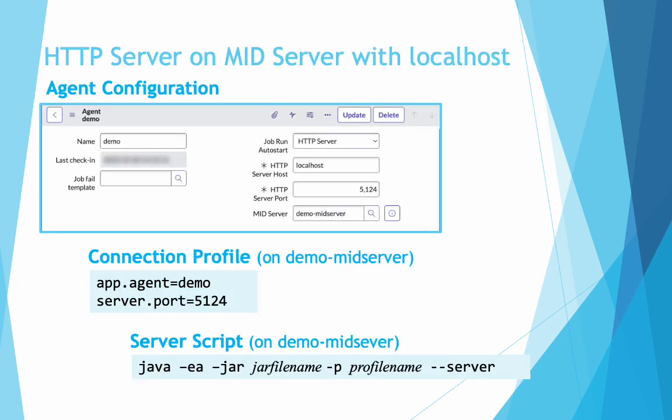So here's what that configuration might look like. On the agent record, we have set job run auto start to HTTP server and the port to 5124. But instead of specifying the name or the IP address of the server, we have typed in localhost because it is running on a mid server, and we've given the name of the mid server where it is running. So when that HTTP message goes out, it goes out via the mid server, and the mid server sends the message to port 5124 on localhost. The server port has been specified in the connection profile. Then we run SNDML with --server, and that causes it to listen on port 5124.